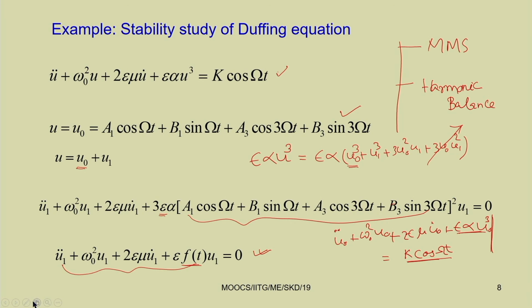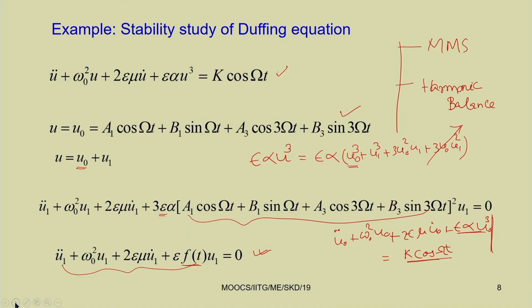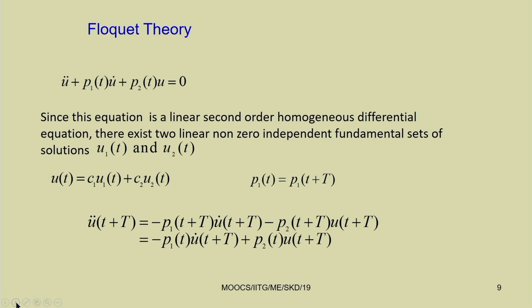There are different methods to study the stability of this type of system. Here also we can use perturbation methods to study the response of the system, and also to find the parametric instability region and study the system behavior. Let us see one theory. This is the Floquet theory, which is generally used to study the stability of such systems.